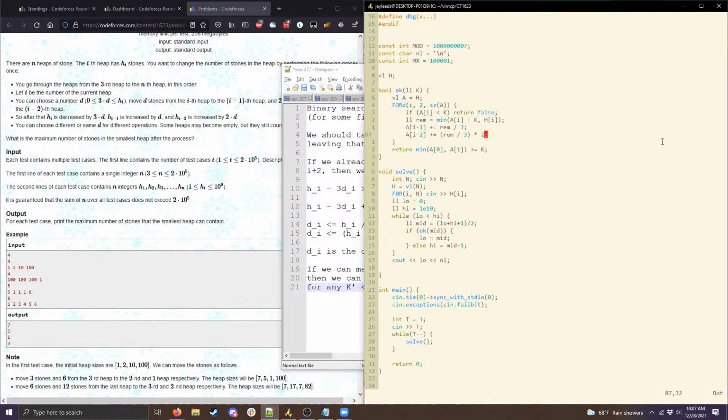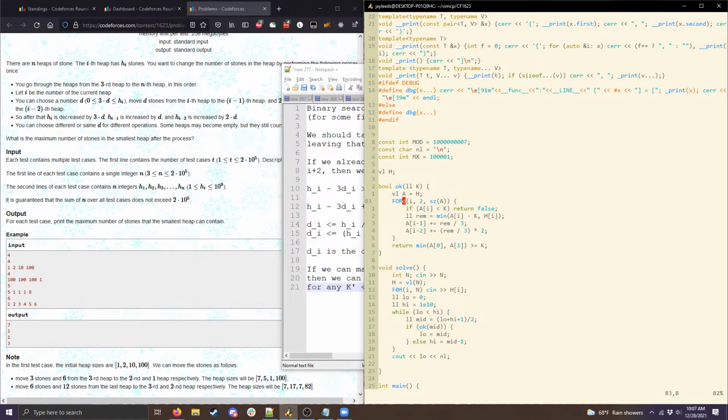Someone asks, should I iterate from back? Yeah, and you can end. This is a macro that I use, where D is for decreasing, so it iterates from the back.